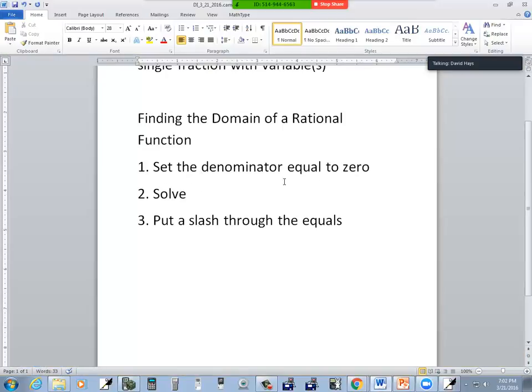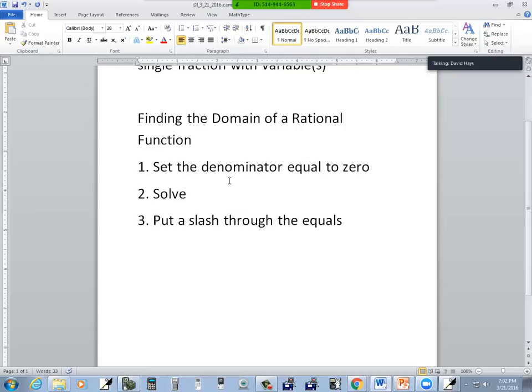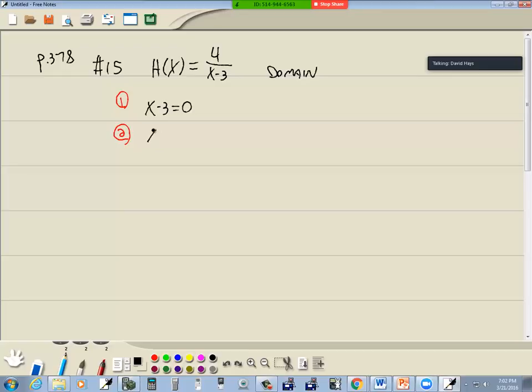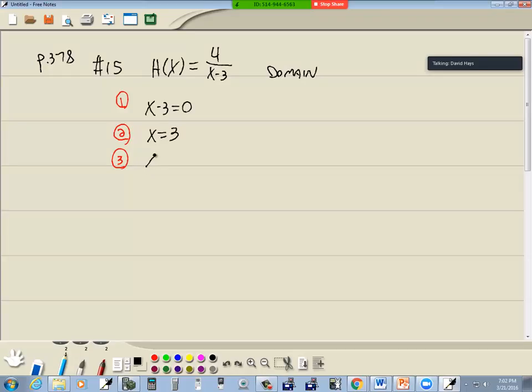Step 1, set denominator equal to 0. So we'll set the x minus 3 equal to 0. Step 2 is to solve. So in this one, I take negative 3 over, and we get x is equal to positive 3. Now this is the value we cannot have. If I put 3 up in my original function, I'm going to have 3 minus 3 in the denominator, which gives us division by 0. So can't have that. So step 3 says put a slash through the equals. So x cannot equal 3.